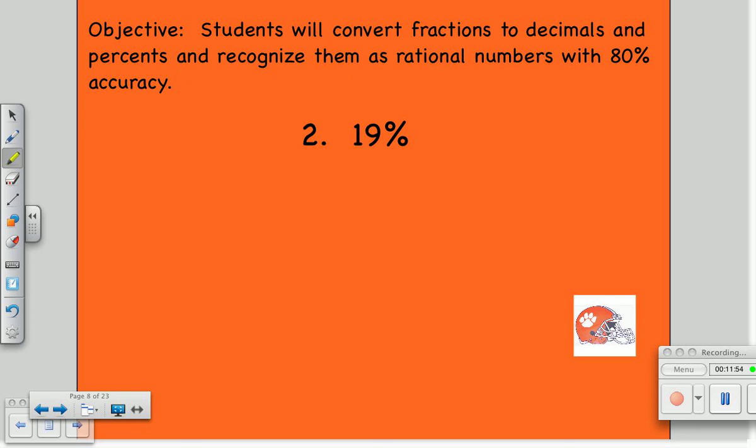19% is 19 out of 100. All percents are out of 100. And I can't reduce that. So 19 hundredths is 19 hundredths.